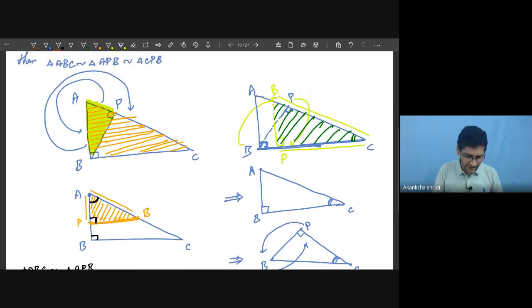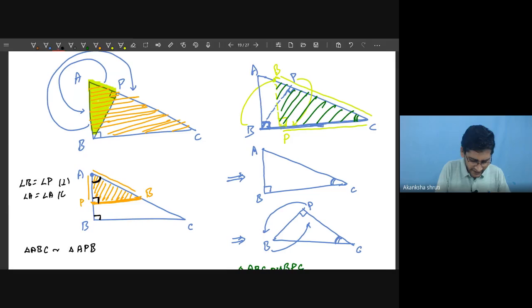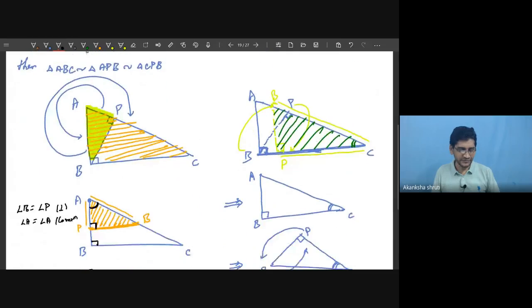What is the criterion? So we can write here: angle B is equal to angle P, and angle A is equal to angle A. Why? Earlier it is perpendicular and it is the common angle. Okay. So we have to just write it. It is one way I have explained.